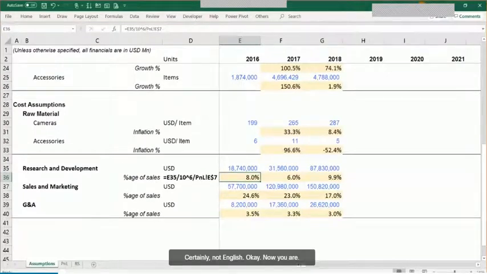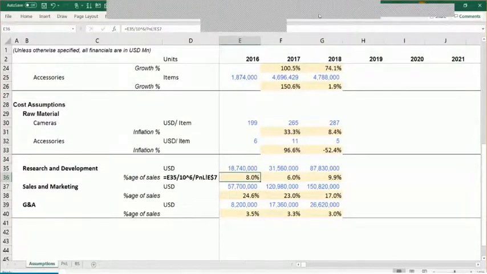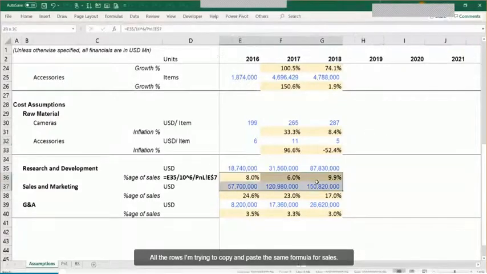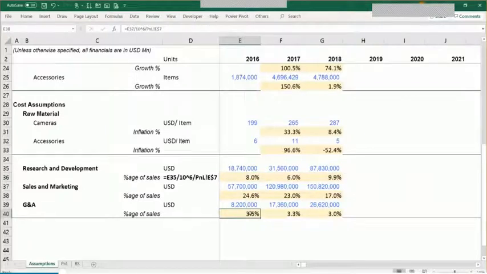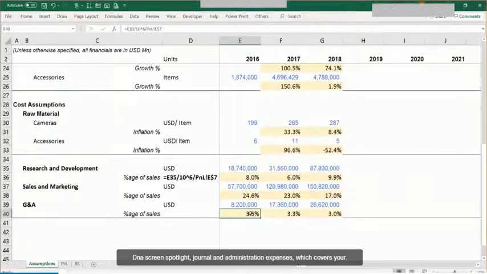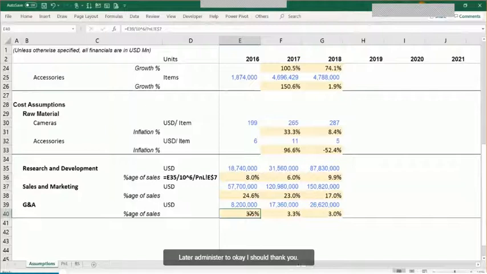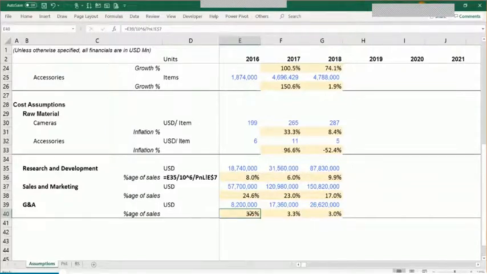Now you are replicating the whole formula in all the rows? Yes, I'm trying to copy and paste the same formula for sales and marketing and for G&A as well. G&A means what actually? G&A means general and administration expenses, which covers your office-related administrative costs.